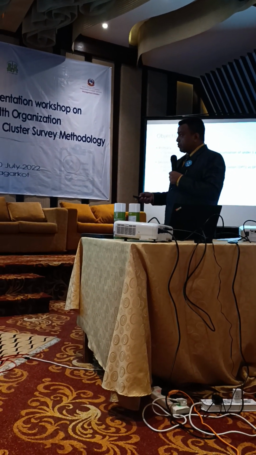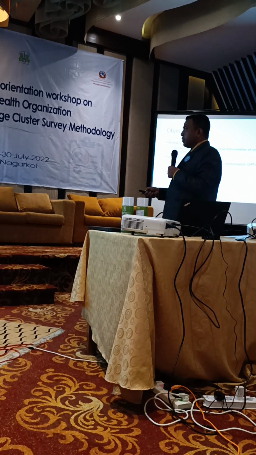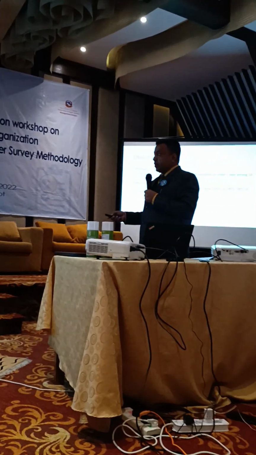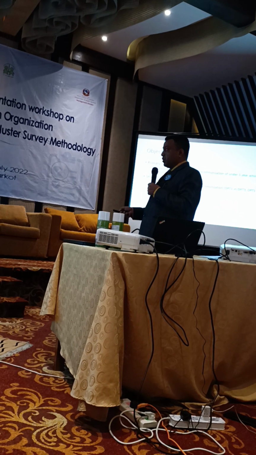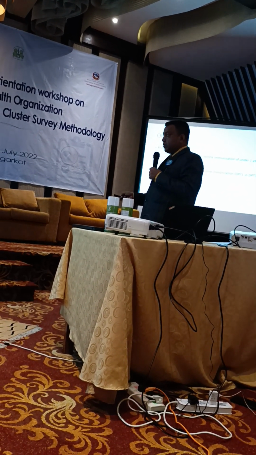So these are the objectives: to measure the coverage of routine immunization under 1 year among 12 to 23 months children, with the secondary objective to measure the dropout rate of the routine immunization, so DPT1 versus DPT3 and DPT1 versus MCV1.